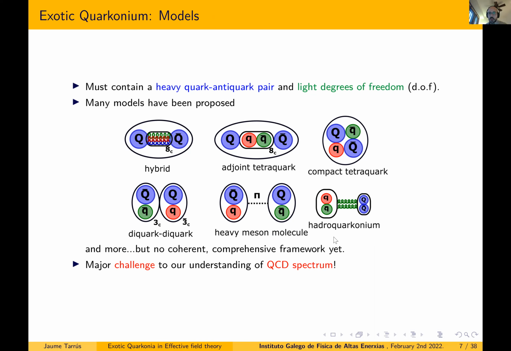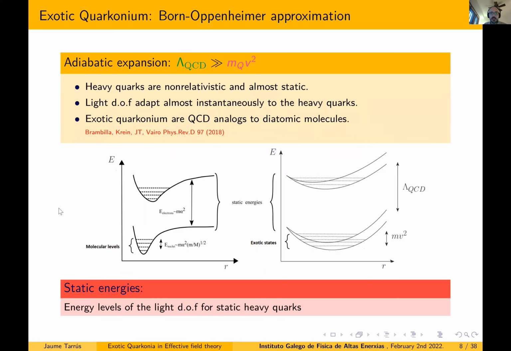However, there is no coherent, comprehensive framework to describe all these exotic states, and in particular, none that is well connected to QCD. So this is one of the major challenges at the moment in understanding the QCD spectrum. One of the main ideas that I want to explore in this talk is the use of a hierarchical expansion between the heavy and light degrees of freedom to describe these exotic quarkonium states.